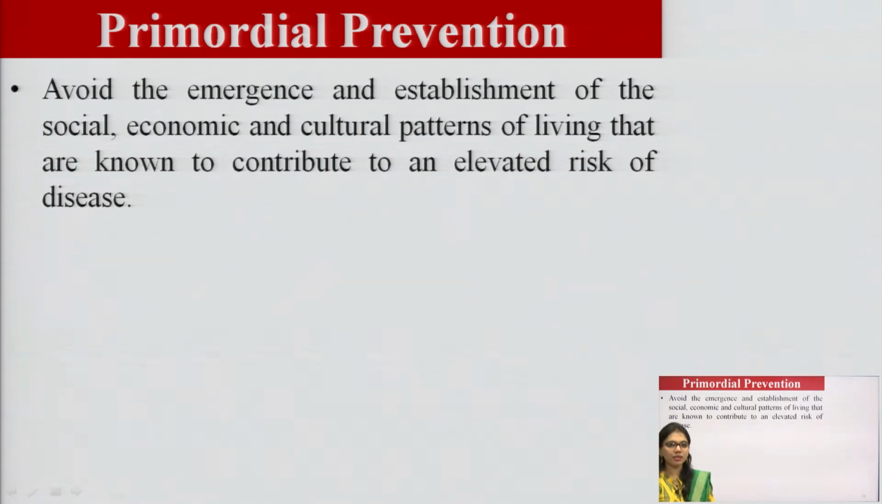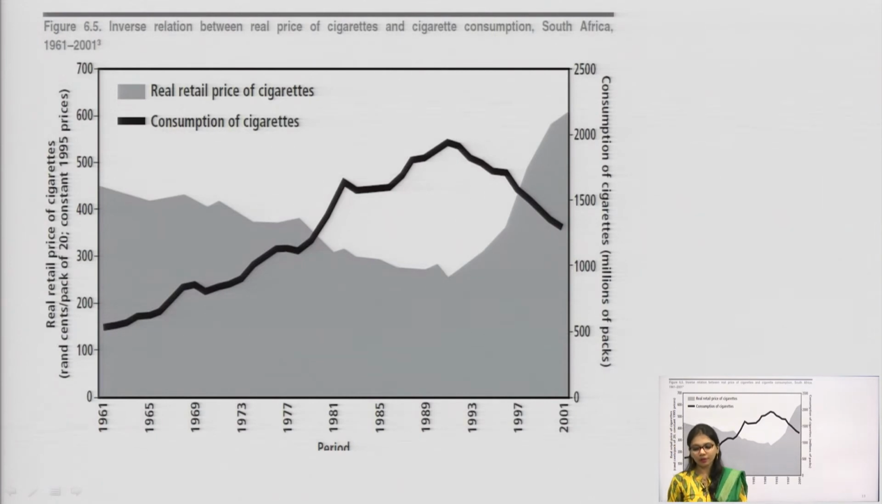Here the primordial prevention avoids the emergence and establishment of social, economic and cultural patterns of living that are known to contribute to an elevated risk of disease. Basically, socially we are preventing a particular disease, means we are trying to avoid the risk factors with the help of primordial prevention. We are socially, economically and culturally focusing on the elevated risk of disease. Now, this is a graph. You can see here the inverse relationship between the real price of cigarettes and cigarette consumption in South Africa from 1961 to 2001.